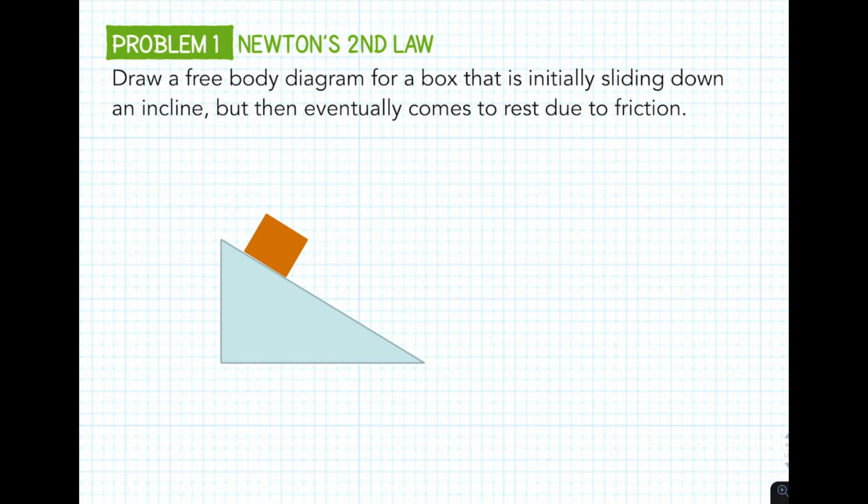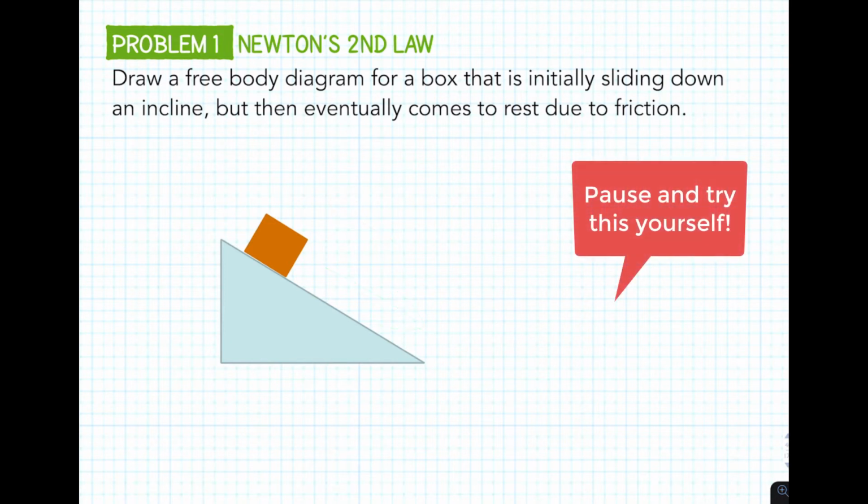So which way is the box moving? Down. Which way is the acceleration pointing? Up, because we know it's slowing down. So the acceleration has to be opposite of the direction of motion, which means that the friction is probably the only force pointing up the slope. So take a second, draw the free body diagram for this, and then we'll work on it together.